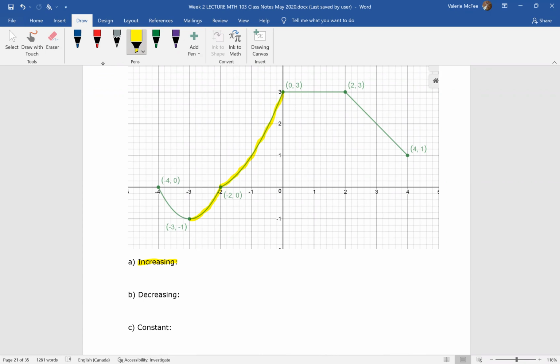What is that from A to B? Remember, we're looking on the x-axis. We see that it starts at -3 all the way to 0 on the x-axis. That's the interval where the function is increasing.